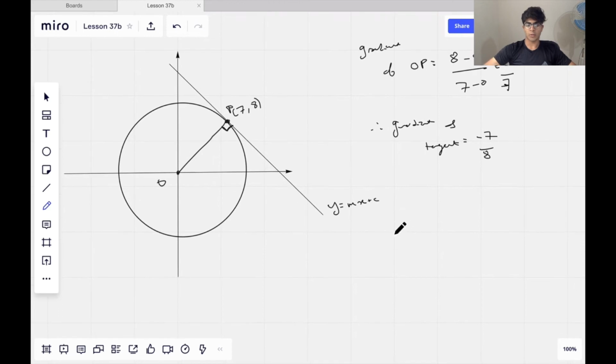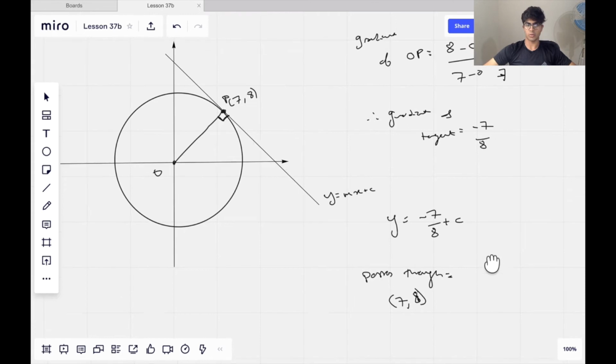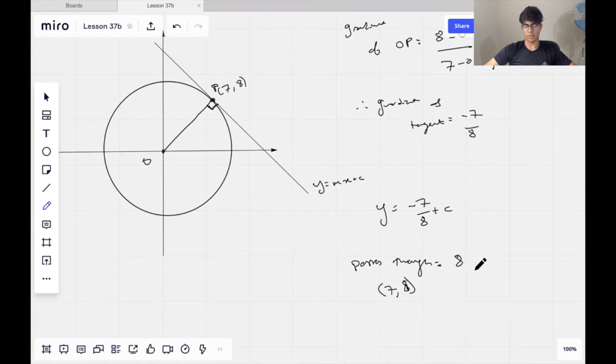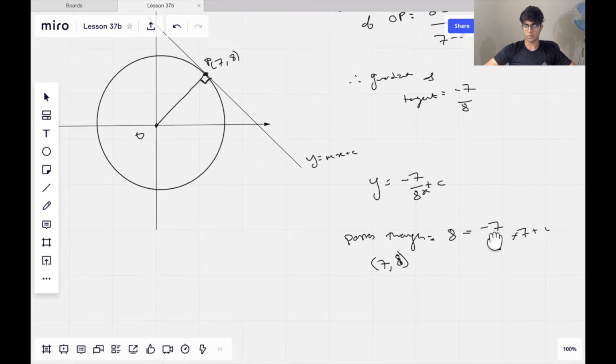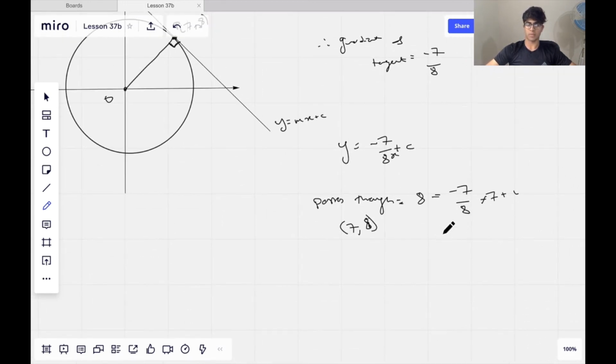And so we have that the equation of the tangent is y equals minus 7 over 8 x plus c. It passes through 7, 8, which means 8 is equal to minus 7 over 8, so there was an x here, times 7 plus c. Rearrange this, so first thing we can do is times everything by 8. So 8 times 8, 64, is equal to minus 7 times 7, minus 49, plus c.